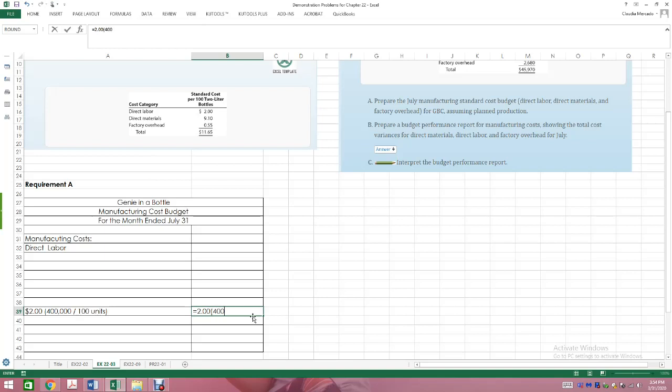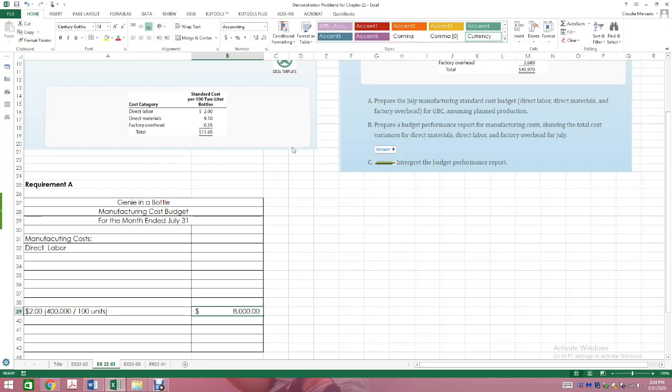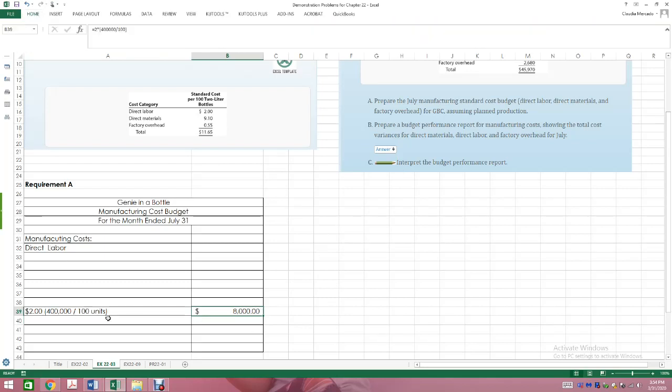And then I'm going to do 400,000 divided by 100 units. Okay, and that's going to give me $8,000. So my direct labor is going to be the $2, and I'm going to multiply that by my 400,000 units divided by my 100 per unit cost, and that's going to give me $8,000. So my direct labor is going to be $8,000. I'm basically just going to link it, that way I know I got that from there.